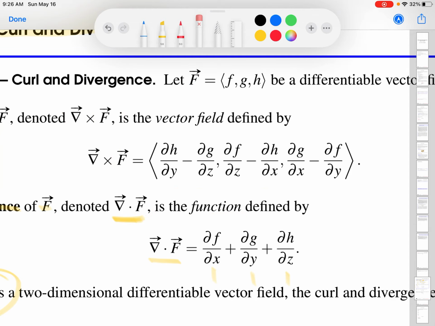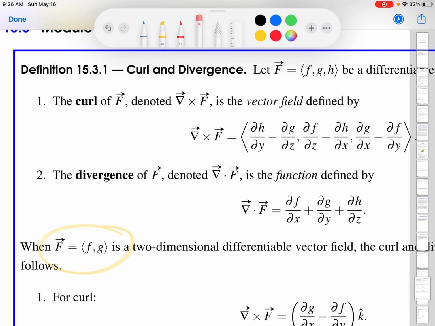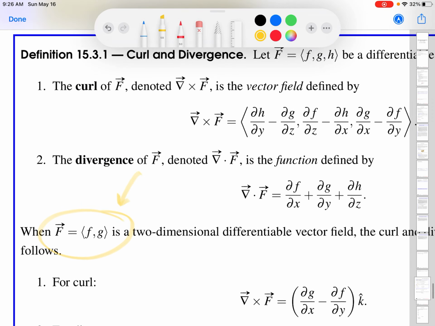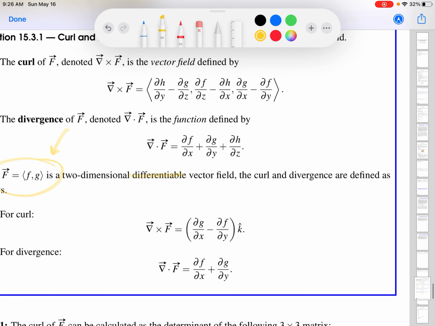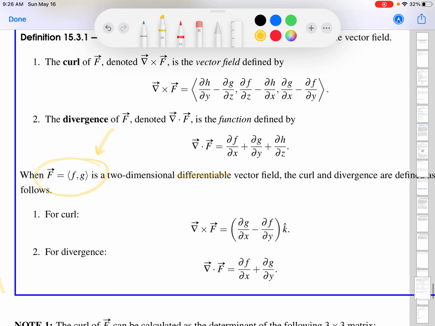Okay, so everything that I've just said assumed that the vector field was three-dimensional. So what if I now assume that the vector field is two-dimensional? We've been working a lot with 2D vector fields in this lesson because they are easier to draw and picture. So if I make the same assumptions that it's differentiable, then the curl and divergence are defined as follows.